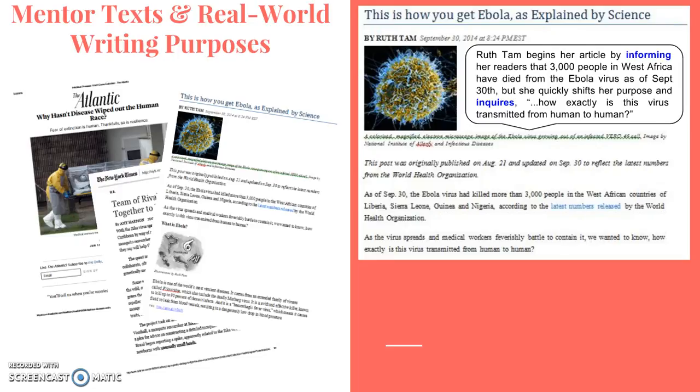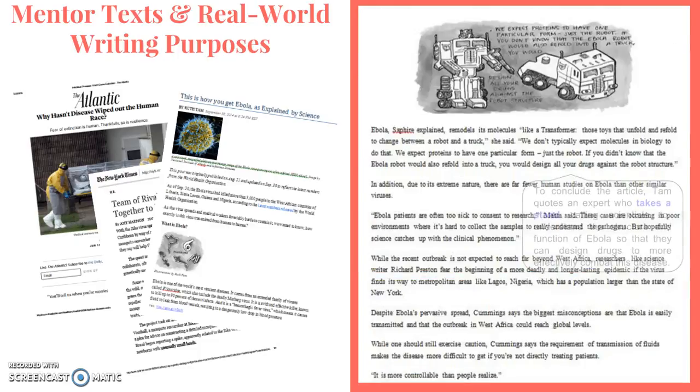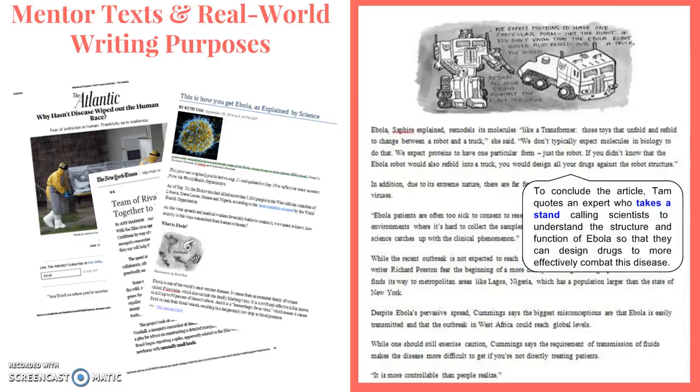To further develop her ideas, students might also notice that Tam uses comparisons in her article to analyze facts and information. For example, she compares Ebola's glycoproteins to giant oak trees with branches and leaves to illustrate the structure and function of Ebola. And to conclude, students might notice that Tam quotes an expert who takes a stand, calling scientists to understand the structure and function of Ebola so that they can design drugs to more effectively combat this disease.